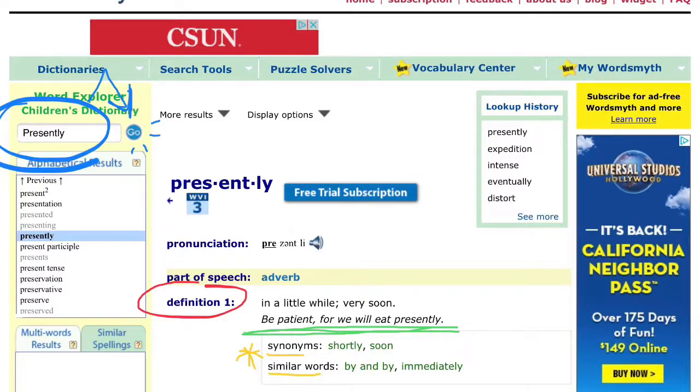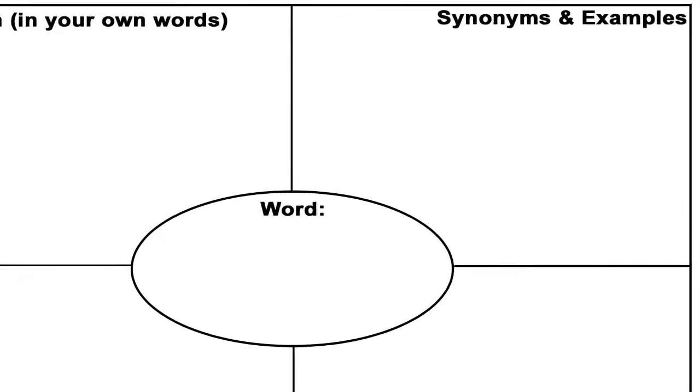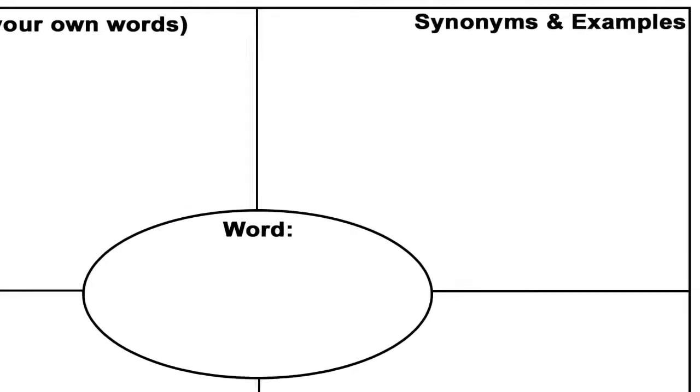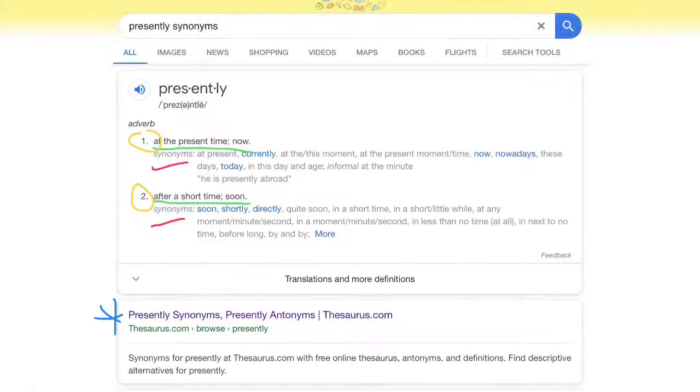In this case, I'm going to use the definition in my own words, if at all possible, to fill in the upper left-hand box. I'm going to use the parts underlined in yellow to fill in the upper right-hand box. But that's not the only way to find synonyms. Another way to find synonyms is, like I said earlier, you could use Google as your dictionary. All you have to do is type in the word, either presently, which is the word I'm using for the example, and synonyms or antonyms.